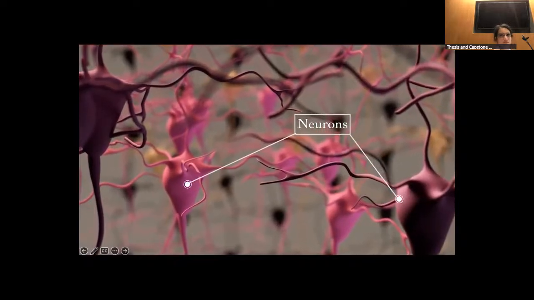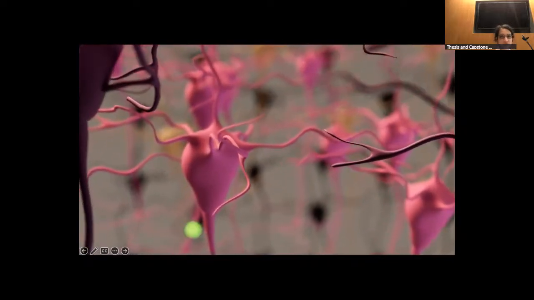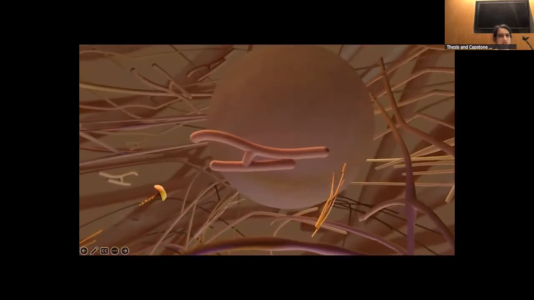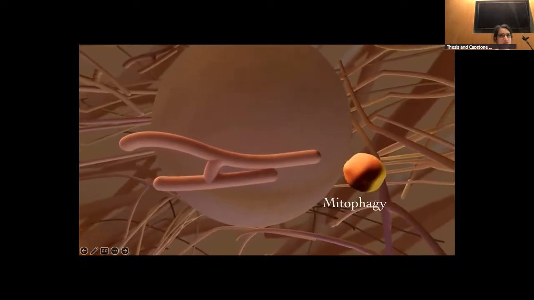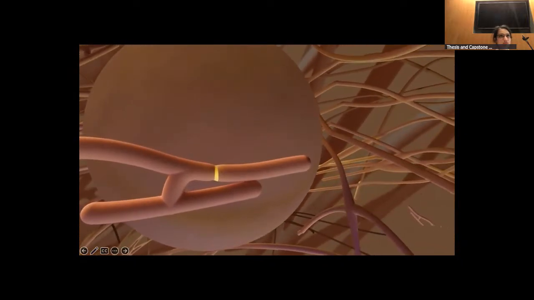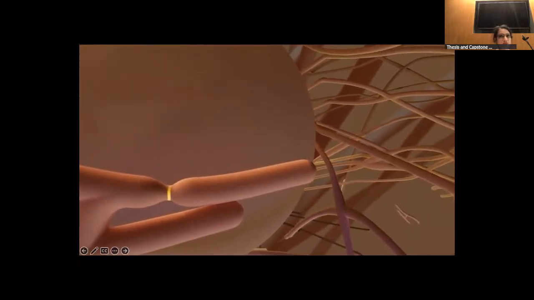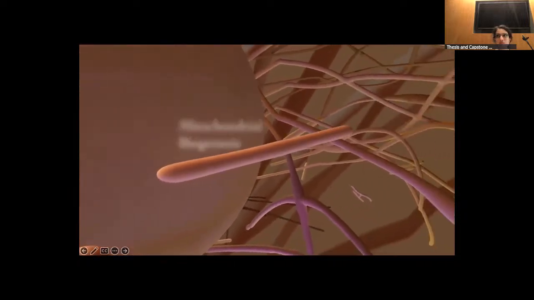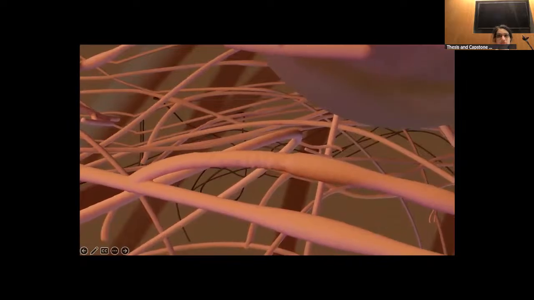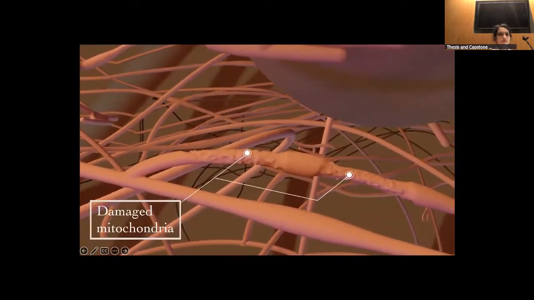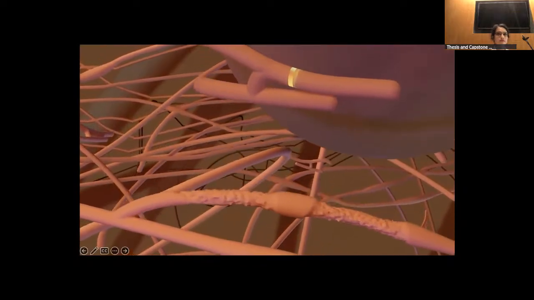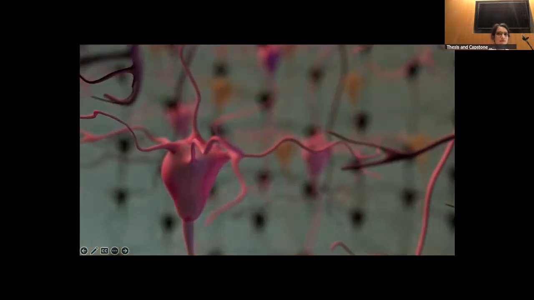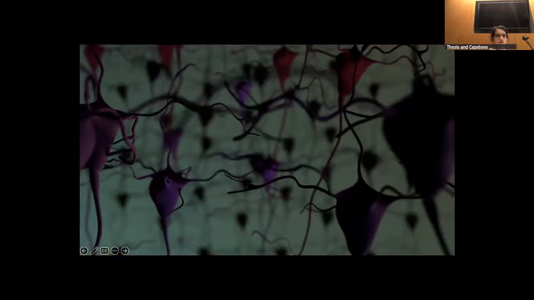Neurons consume a large amount of energy during normal activity. They are powered by mitochondria. Mitochondrial efficiency relies on a delicate balance between regular mitophagy to clear out defective mitochondria and mitochondrial biogenesis to replenish or increase their numbers. In Parkinson's disease, this balance is disrupted when damaged mitochondria are no longer cleared out by mitophagy and new mitochondria are not created through mitochondrial biogenesis.